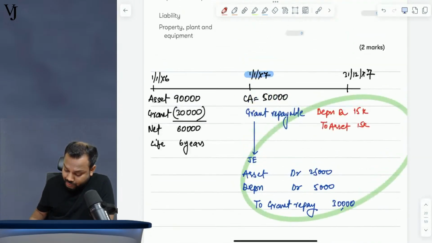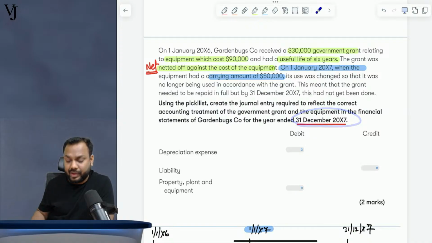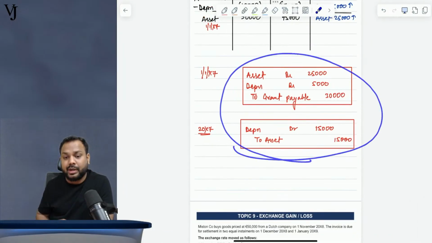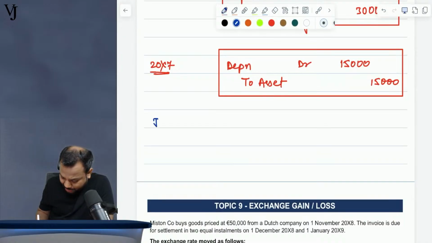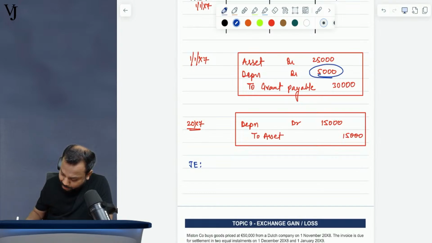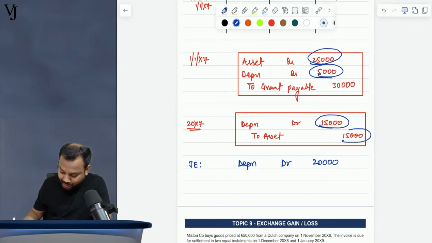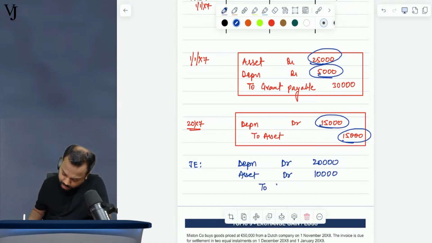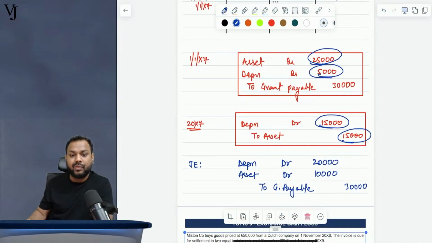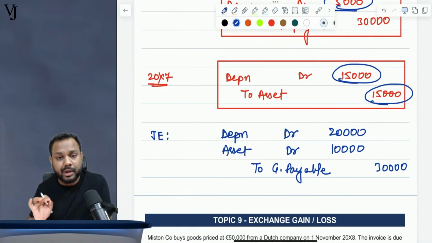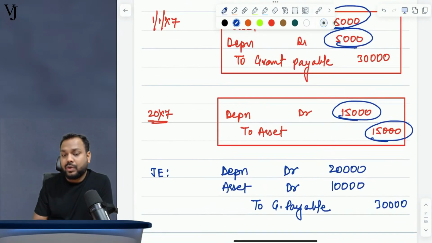Now the question is asking what is the treatment for the entire year of 20x7. So we just need to accumulate these two entries. What is the journal entry that comes up? Depreciation is 5 and depreciation is 15, so depreciation account debit 20,000. Asset is 25 debit and 15 credit, so asset is debited net by 10,000, to grant payable 30,000. I believe you are understanding this question. A very, very important question. I believe it is clear to all of you.